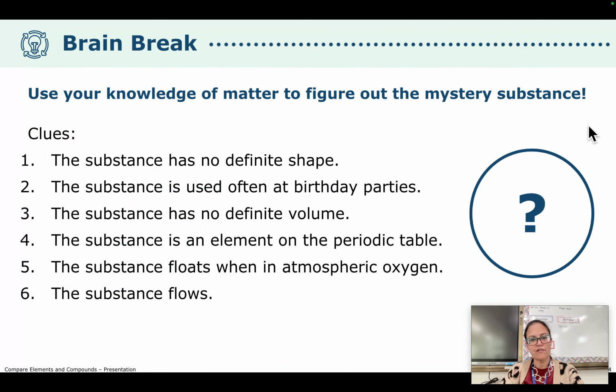So brain break. Use your knowledge of matter to figure out the mystery substance. This substance has no definite shape. The substance is used often at birthday parties. It has no definite volume. It is an element on the periodic table. It floats when in atmospheric oxygen, and the substance flows.